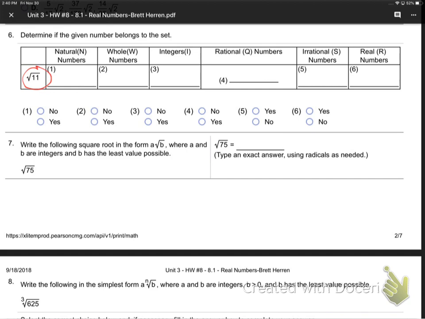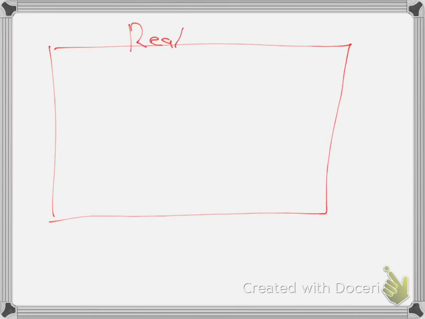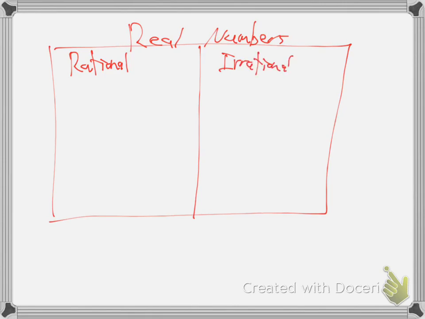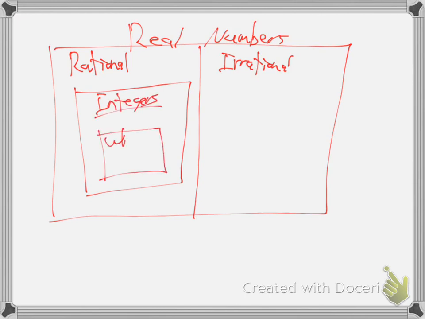So if I was to draw the big map, so here's the map again. This is question number 6. Well, square root of 11. So here's the big map. Remember this is like the whole world, real numbers. And then over here are the rational. Over here, the irrational. And then within the rational, we have the state of California, integers. And then within that, we have the whole numbers.